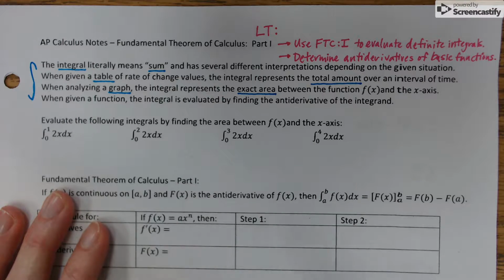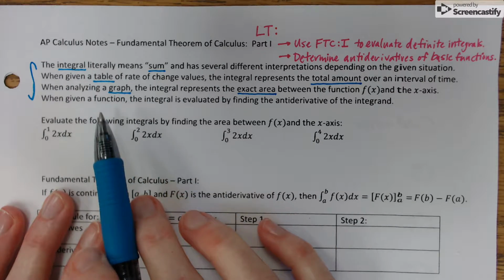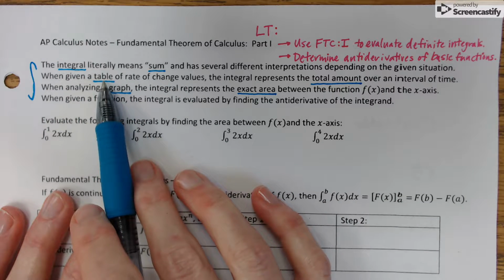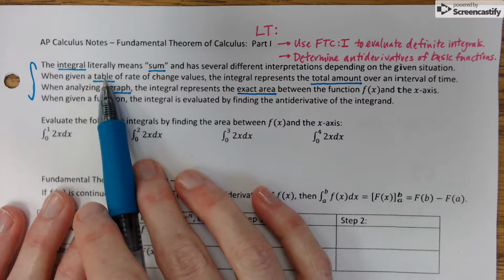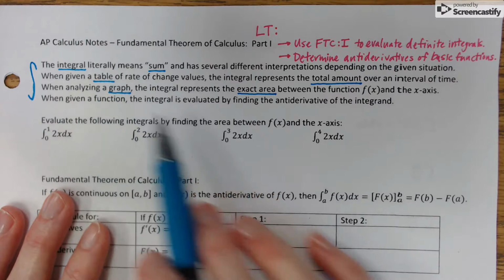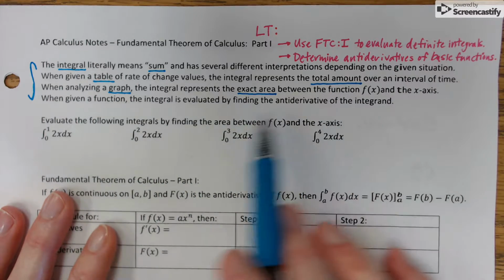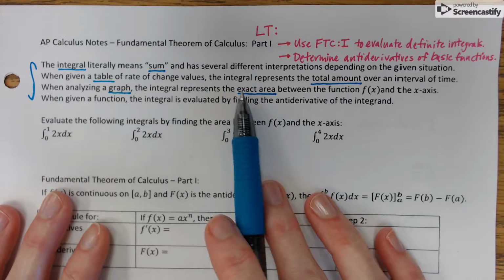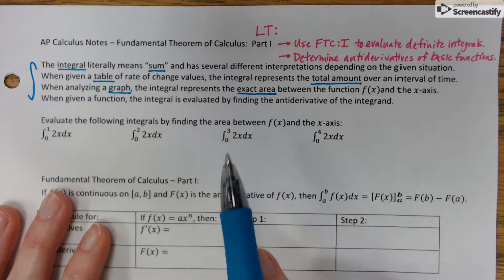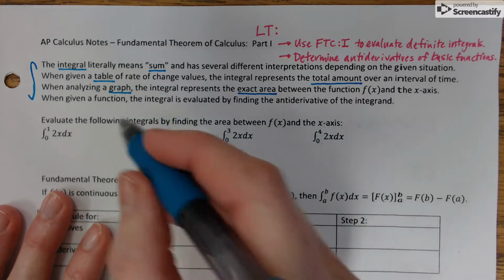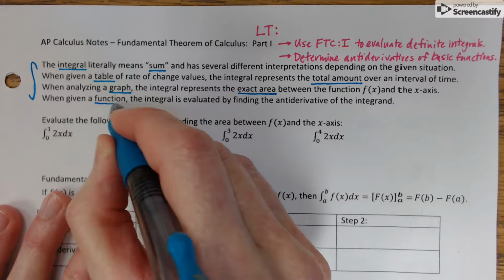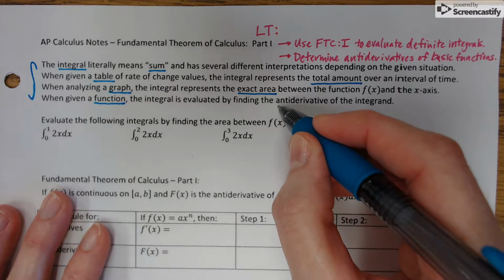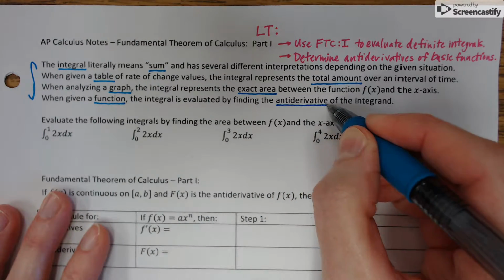We're going to add to our growing list of our interpretations of the integral, which we know that this symbol means sum, and when we are approximating the integral from a table of values, it gives us the total amount over time. When we integrate a function when we're given a graph, we find the exact area between the function and the x-axis. And our new interpretation for the day is if we are given the integral of a function, we evaluate it by finding the antiderivative of that function.